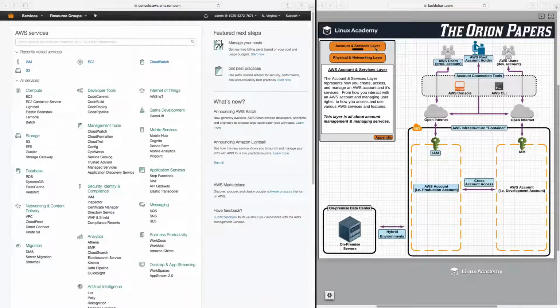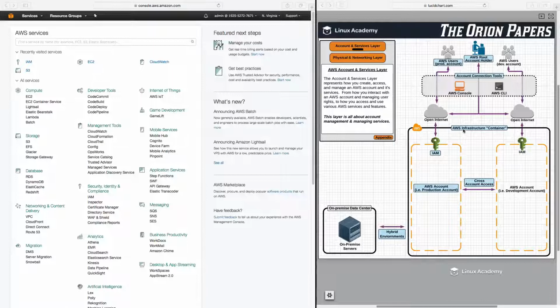So for this video, we're going to concentrate on the account and services layer, and this here is the top level of this layer. I want to talk a little bit about what this layer means and what it represents. The account and services layer represents how you create, access, and manage an AWS account and its services, from how you interact with an AWS account and manage user rights to how you access and use various AWS services and features. So this layer is all about account management and managing services. When we take a look at the diagram here, I just want to explain exactly what's going on, because this is going to be a foundation for much of the rest of the course and how we use the Orion papers.